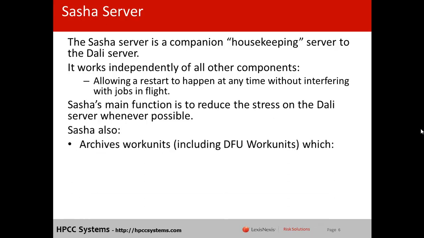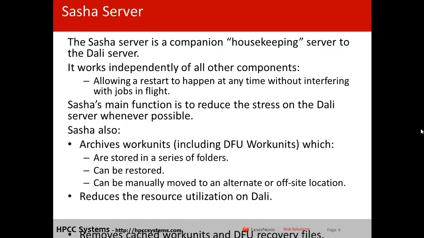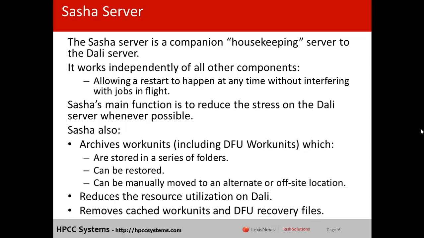Sasha also archives work units, which are stored in a series of folders and can be restored. They can also be manually moved to an alternate or off-site location. Sasha also reduces the resource utilization on Dolly, and finally, it removes cached work units and DFU recovery files.